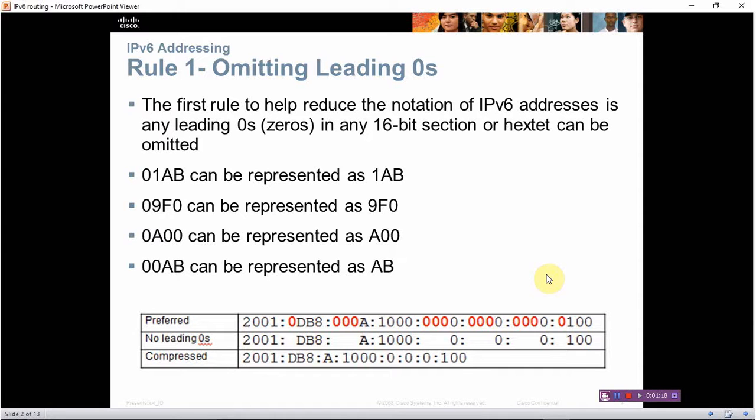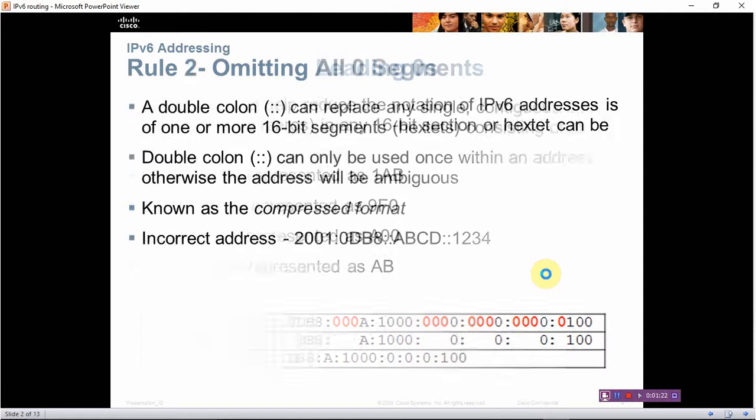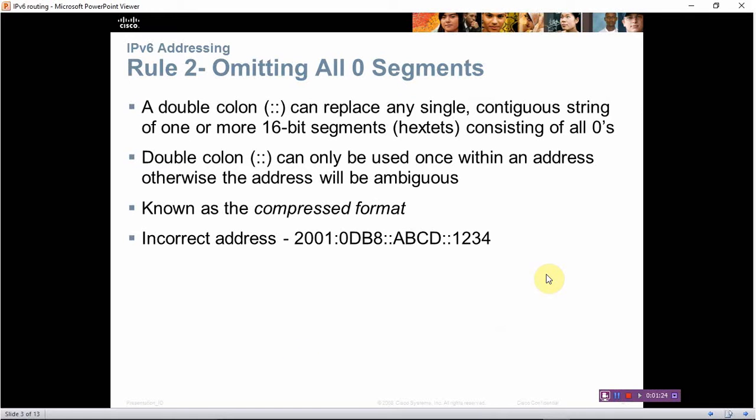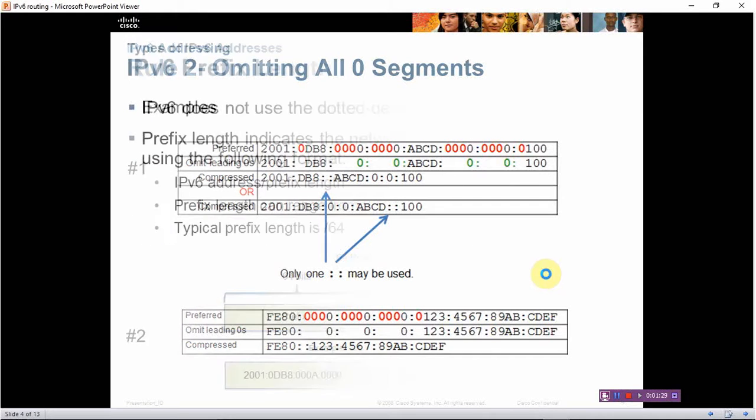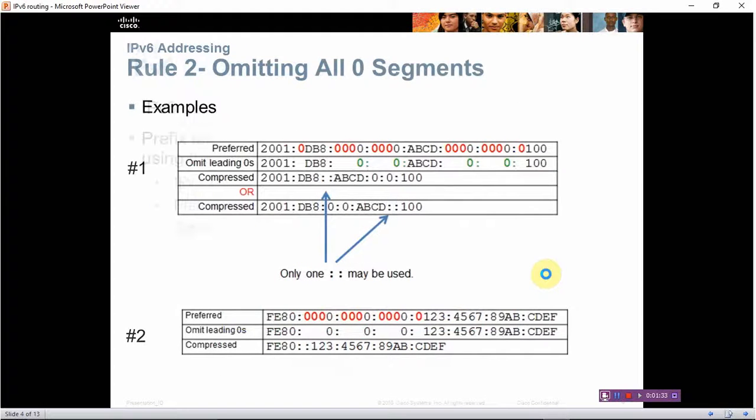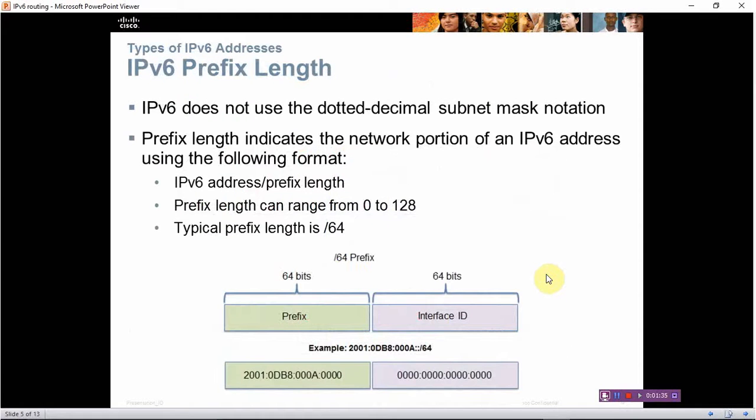Here are the rules for how to write an IPv6 address. Omitting leading zeros is rule 1, and omitting all-zero segments is rule 2. Here is an example of how to omit the zero segments. And this is the prefix length. The first 64 bits are the prefix, and the second 64 bits are the interface ID.